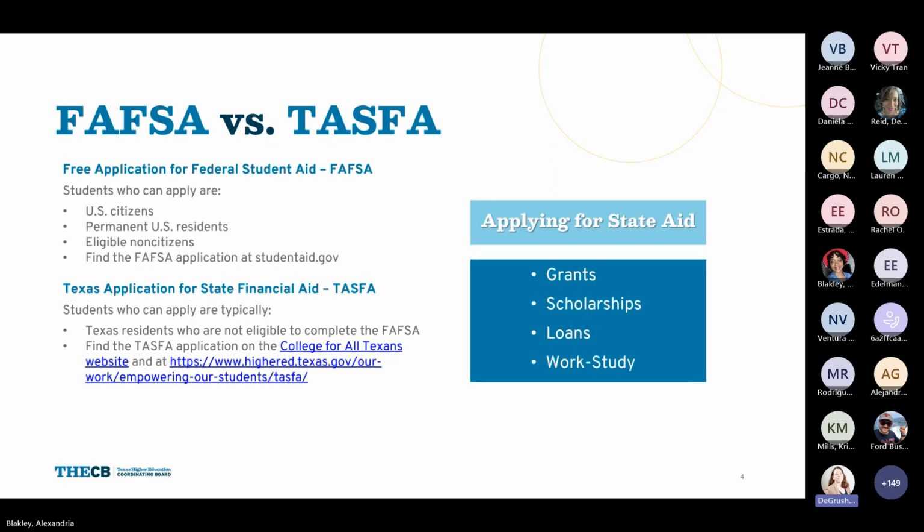So if a student cannot fill out the FAFSA, then we encourage them to fill out a TASFA, the Texas application for state financial aid. Students who typically apply are Texas residents who are not eligible to complete the FAFSA. The TASFA is used to determine eligibility for state and possibly institutional financial aid. You can find the TASFA on the College for All Texans website and on our higher ed website under our work, under empowering our students at TASFA.